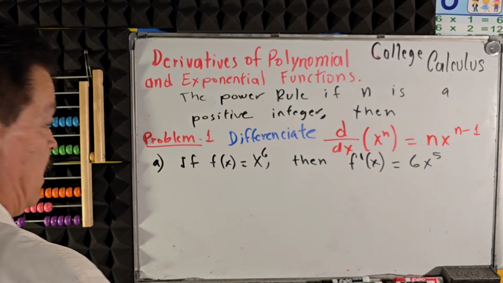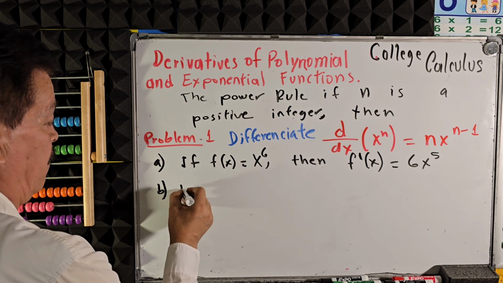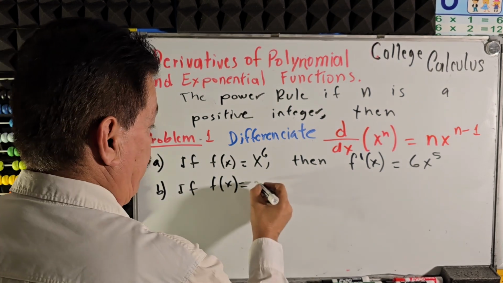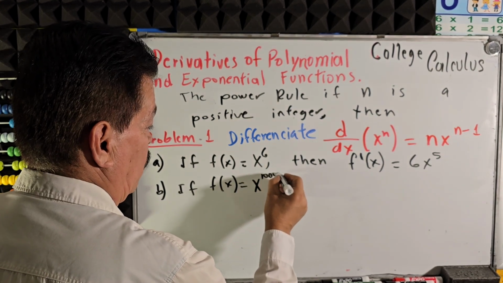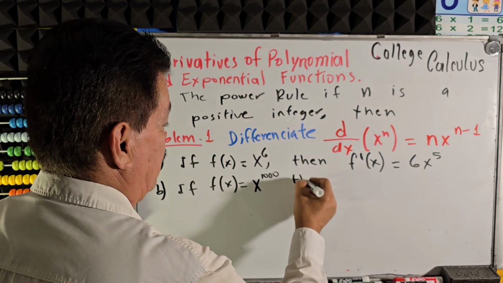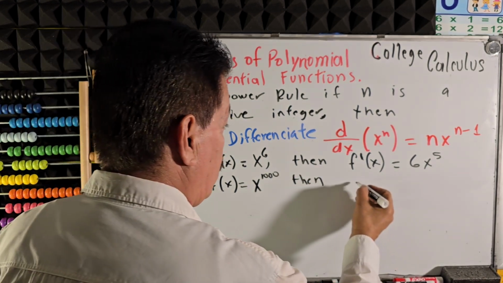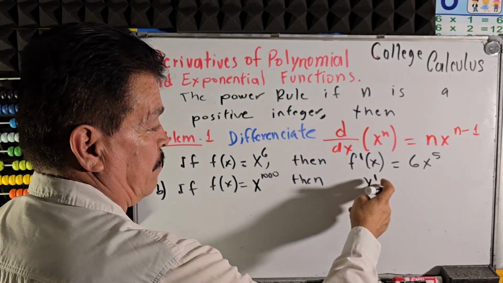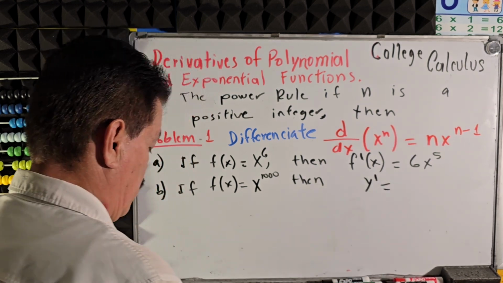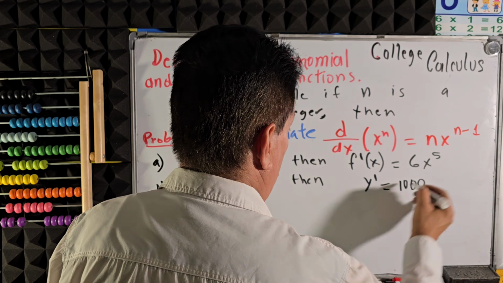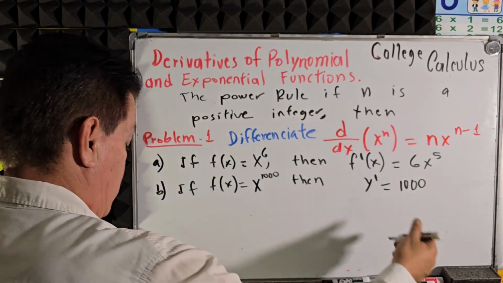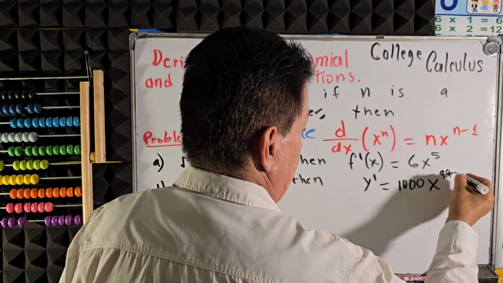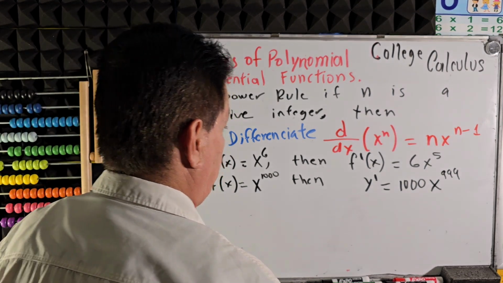Let's write another example. For instance, if we have f of x equals x to the 1000 power, then you are able to write it like this: y prime, or this little comma on top, will be equal to 1000, of course, write 1000 here, and then write the x to the 999.